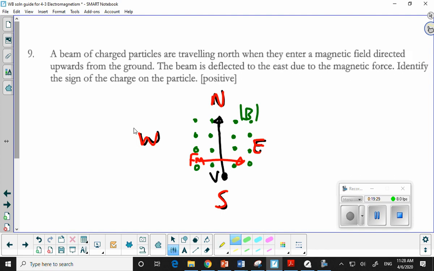Are they positive or negative? So take your thumb, both hands, point them upwards. You're going to have to direct that field, fingers back towards you. When you do that, you'll find that your left-hand palm, which would be for negative particles, is going towards the west. Your right-hand palm would be towards the east, which is what we want. So therefore, it has to be positive. You have to use your right hand to make that work.